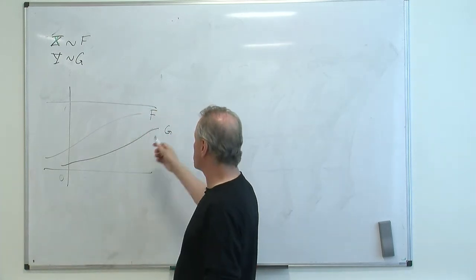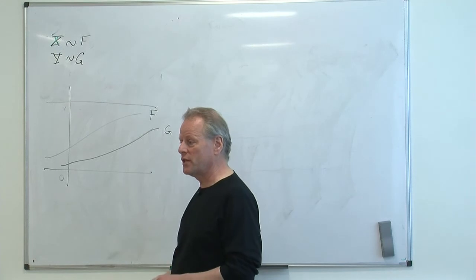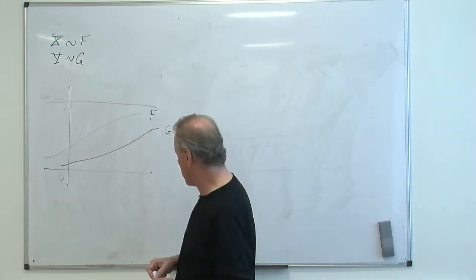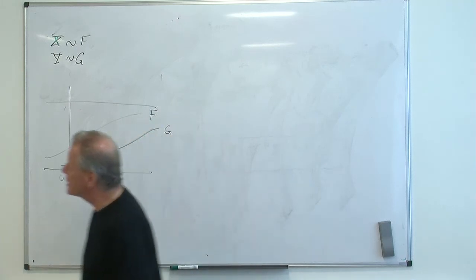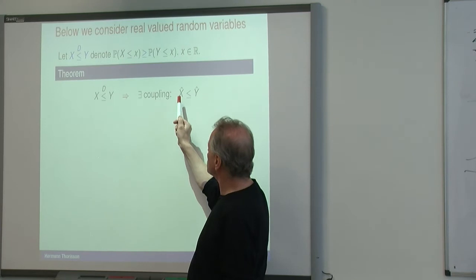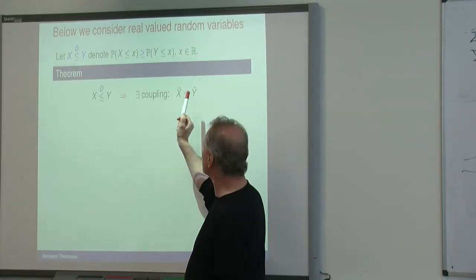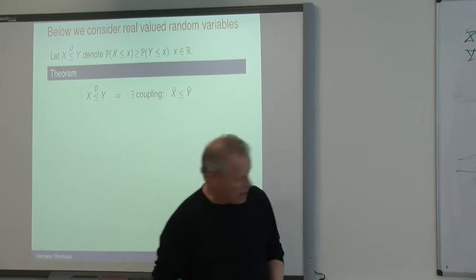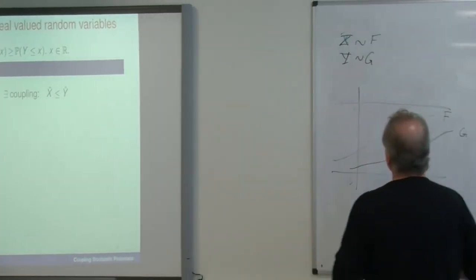So g puts mass higher up on the axis than f. That is stochastic domination. Now there is a theorem saying that if you have stochastic domination, there is a coupling so that you have actual domination. So this guy is never less than that one.